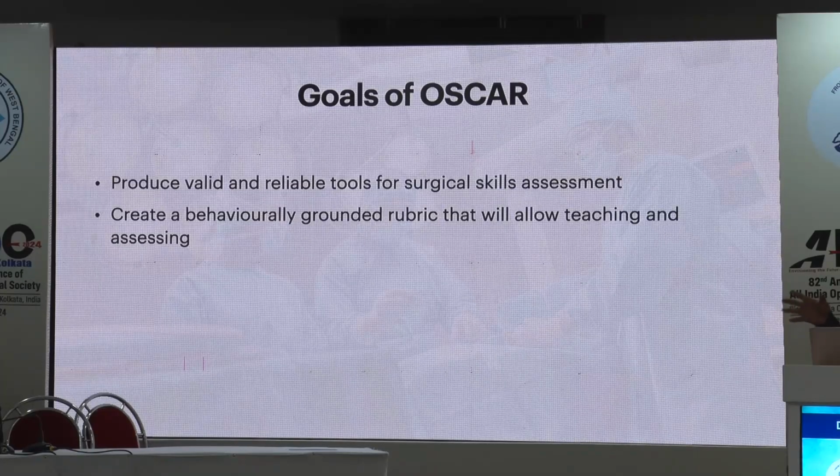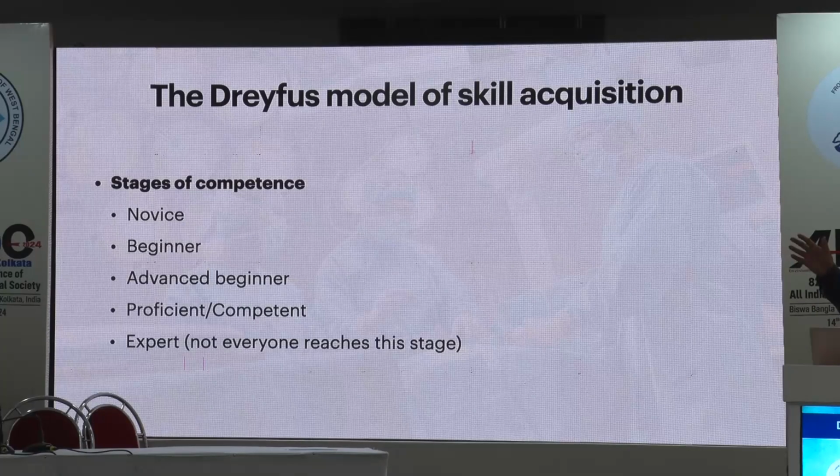So the goal of OSCAR was precisely this: to create reliable, reproducible, valid surgical skill assessment. The stages of competence on which the trainee is divided is the Dreyfus model, which is either a novice, a beginner, an advanced beginner. An expert is not something that we'd expect of a trainee. Every trainee at the end of residency may not reach that stage. Well, some of us are still not experts in our own specialty or subspecialty. So this is the reason why we created the OSCAR and why it works.